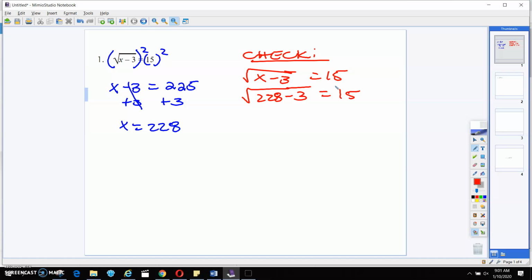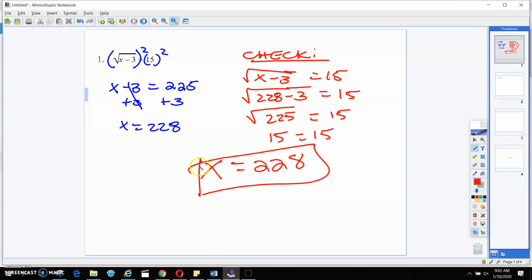So when we plug this in, guys, underneath the radical, that's the first thing you're going to do. So 228 minus 3 is what? 228 minus 3 is 225. And then the square root of 225 is 15. If you do put it in your calculator, you are going to get 15. So just be aware of that when you're plugging in. So if 15 equals 15, that's a true statement. Then your final answer is x equals 228.